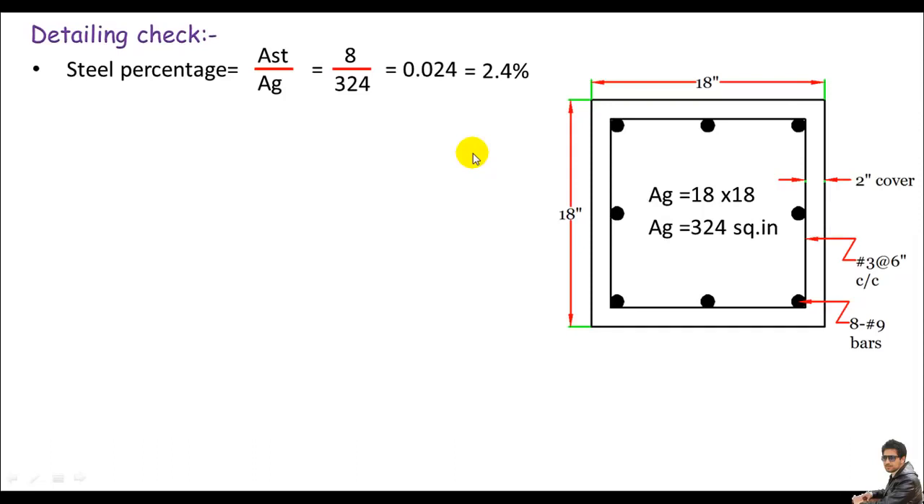And according to ACI 318, the percentage is just 1 to 8%, right? Which is between them, right? So we are okay here, yes.